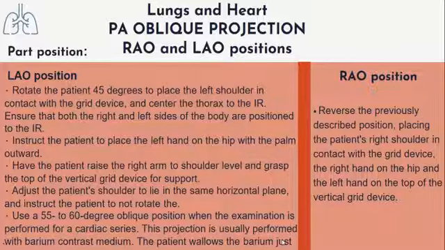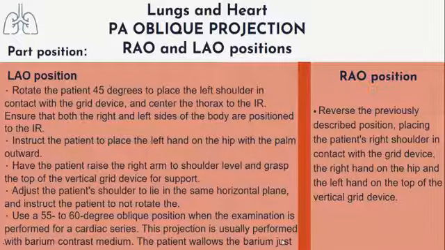Then the patient needs to raise the right arm to shoulder level and grasp the top of the vertical grid device for support, and adjust the patient's shoulders to lie in the same horizontal plane, and instruct the patient to not rotate. Then we need to use a 55 to 60 degree oblique position when the examination is performed for a cardiac series. So remember, 55 to 60 degree oblique position when performing a cardiac series.